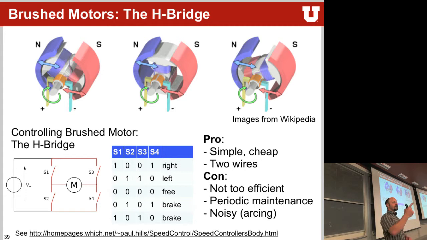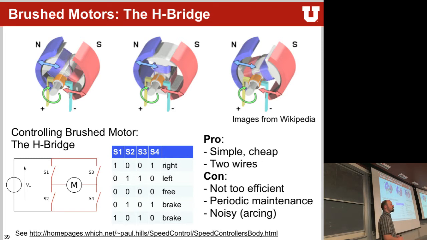Doesn't it have a lot less torque than a servo would? Depends on how much power you give it. There's a brushed motor in a servo. Always? Probably. Cheap ones, yes. You get the torque because of the gear ratio.